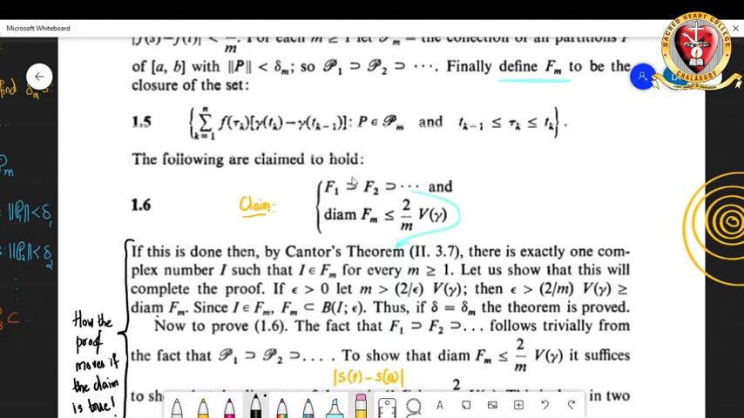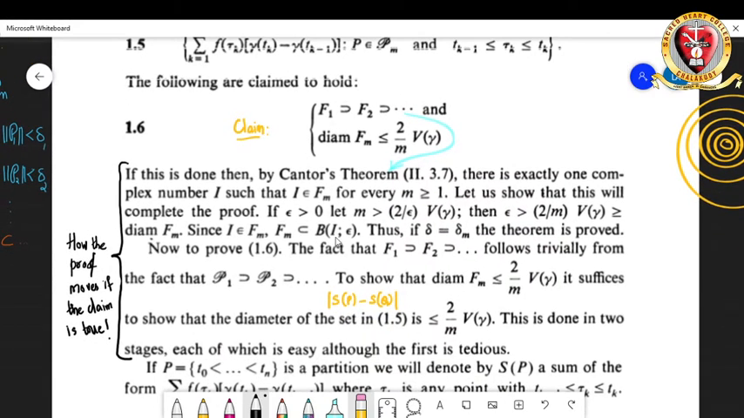If we prove these two statements, let's see how we can move on in the proof. Suppose we assume that the first and the second statements are proved. Then from this chain and from this bound, we know that the diameter of F1 will be less than or equal to 2 into V of gamma, and then the diameter of F2 will be 2 by 2 into V of gamma.